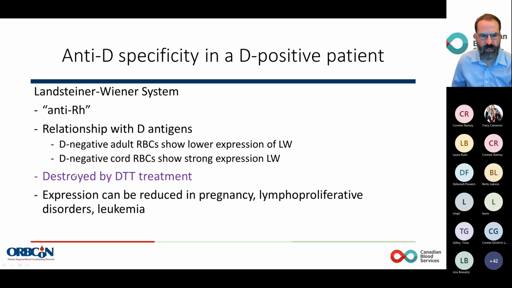The other approach to differentiate them would be to use DTT treatment. So LW is destroyed by DTT, but it shouldn't impact RHD at all. So if reactivity is going away with DTT treatment, then that would fit with an LW specificity, not a D specificity. And just a bit about the expression of LW and why there are these autoantibodies that can be seen is that the LW expression can be reduced in pregnancy, certain types of cancers, which can then lead to an autoantibody being generated. So kind of an apparent autoantibody in someone who shouldn't be able to make an antibody otherwise.